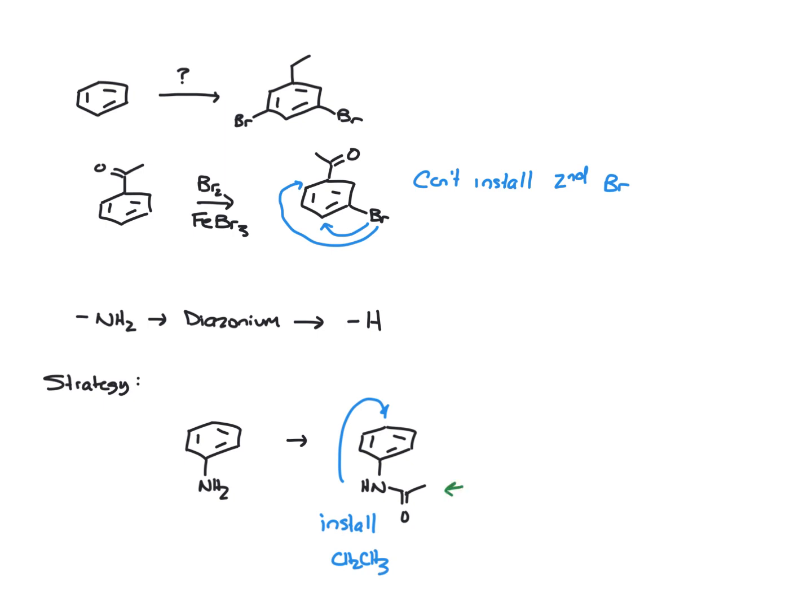Then what we're going to do is remove. From there, we can brominate. So eventually we'll get to the stage where we have the ethyl, the NH2, the two bromines, and then ultimately, by the end, we're going to get rid of this. Remove it completely. So that's the strategy for this problem.